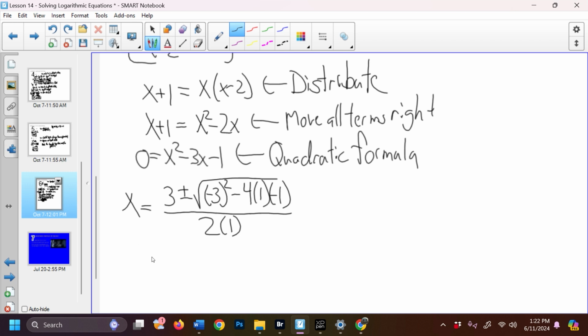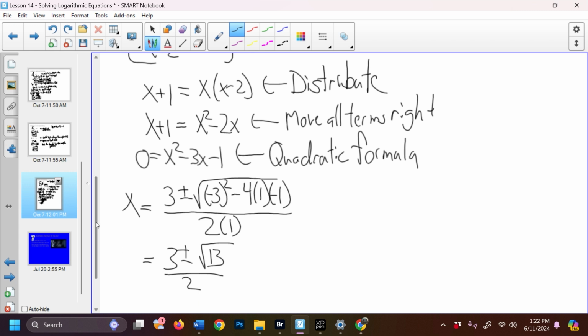And this is fairly easy to simplify. I've got my 3 plus or minus. Negative 3 times negative 3 is 9. Negative 4 times negative 1 is positive 4. 9 and 4 is 13. And that's all over 2 times 1. Normally, I would say put a box around this and you're finished.